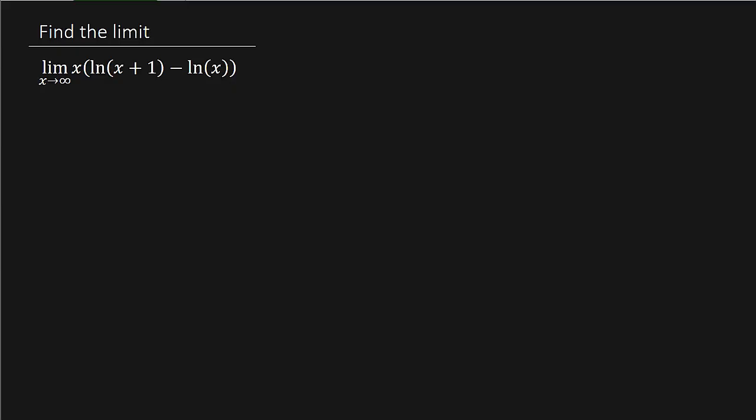We are going to find the limit as x goes to infinity of x times the natural log of x plus 1 minus the natural log of x. All right, so let's look at this.